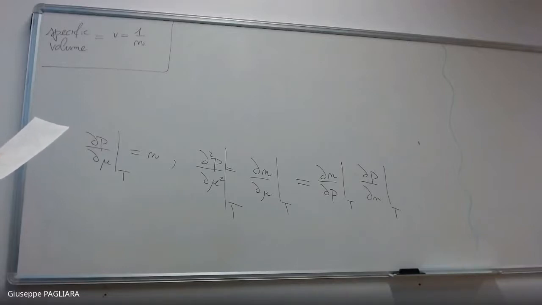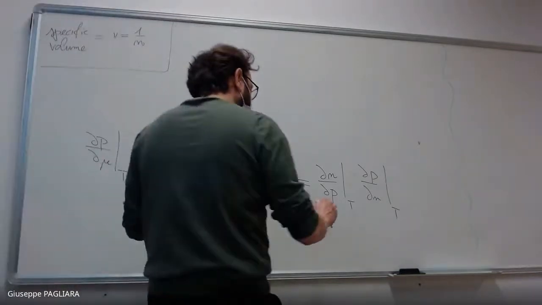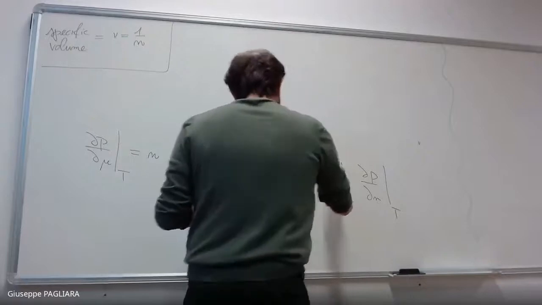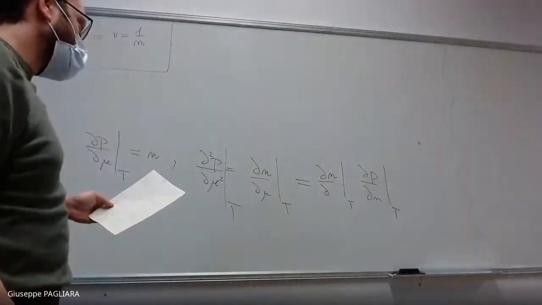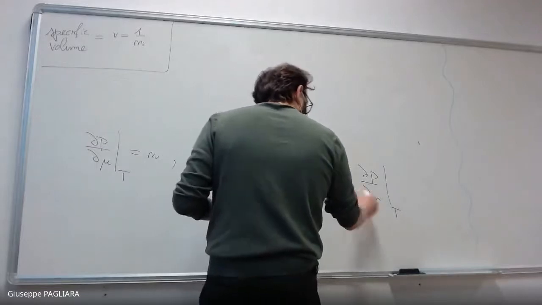So this is the n dμ. I guess there should be a μ. Yes, indeed, I lost the μ at some point. So this is the n dμ, and here I have dP, and here I have a μ.